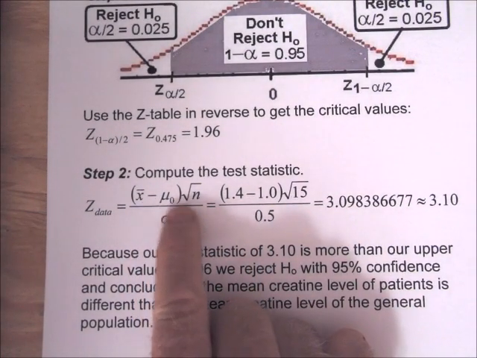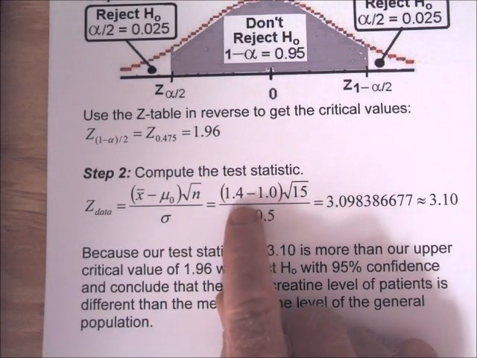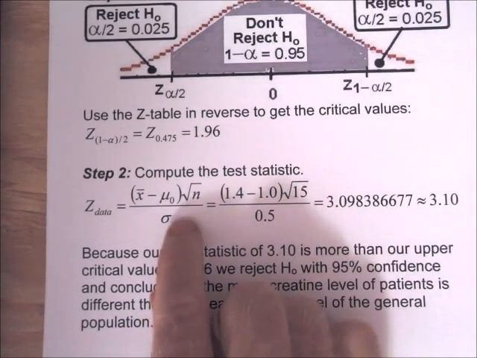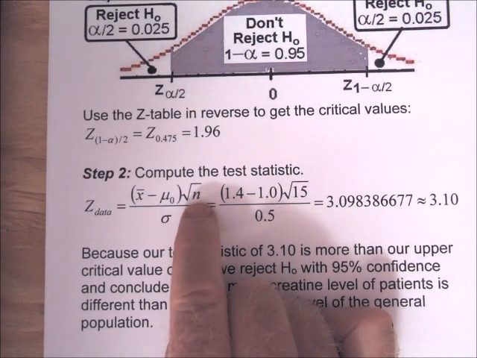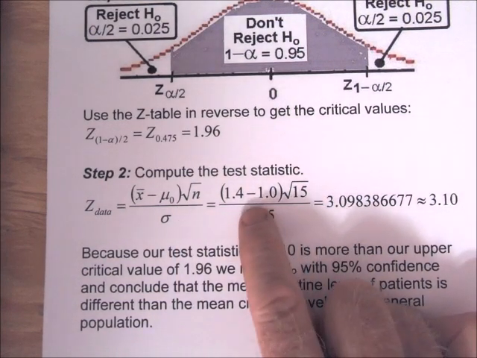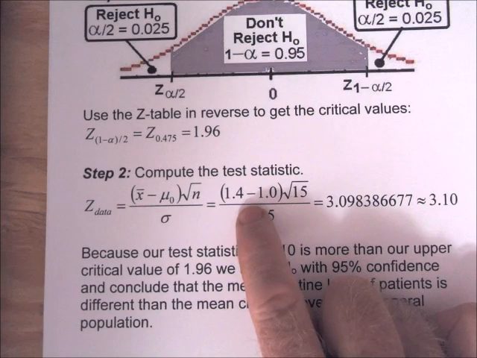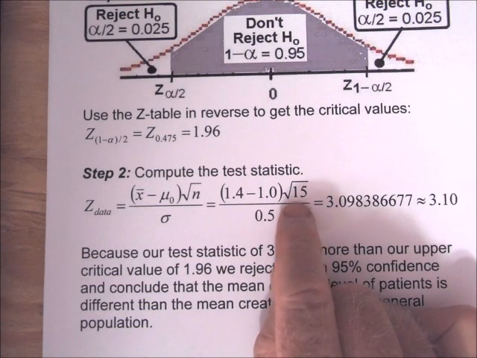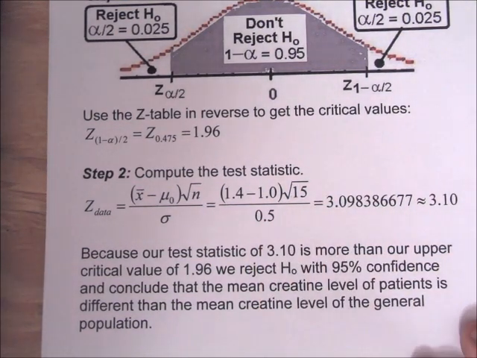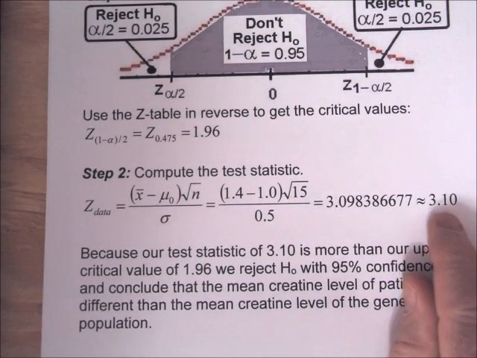z equals x bar minus mu naught, times square root of n, over sigma. This is actually a z-score. I'm calling it a z, but it really is a z-score. You just have to adjust the standard deviation for the sample size. That's why there's a square root of n here. But otherwise, it's the same z-score that we were working with earlier in the course. 1.4 minus 1.0, multiplied by square root of 15, divided by 0.5, comes out to be approximately 3.10.